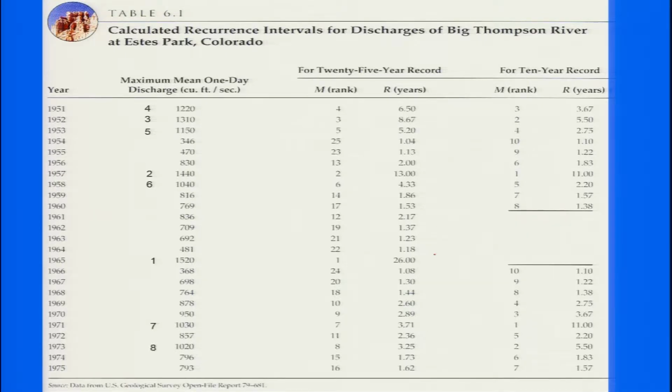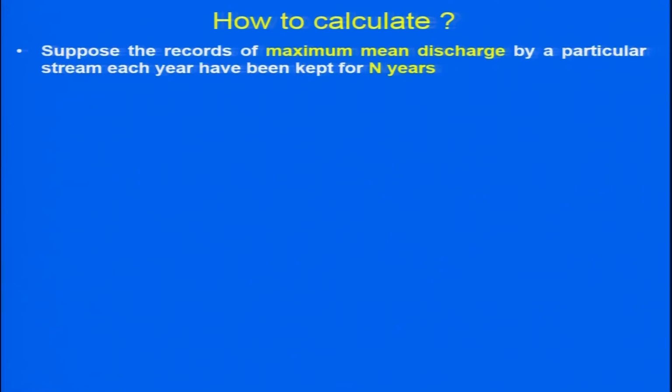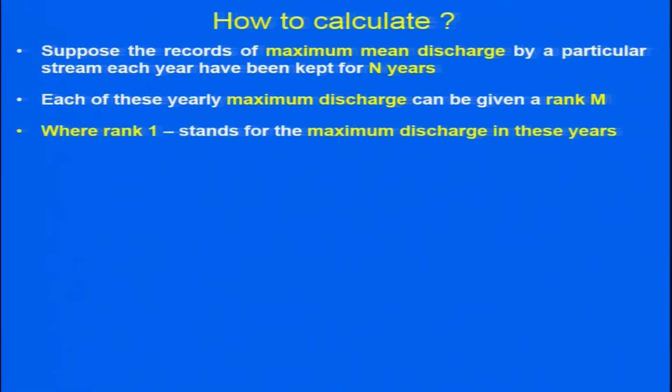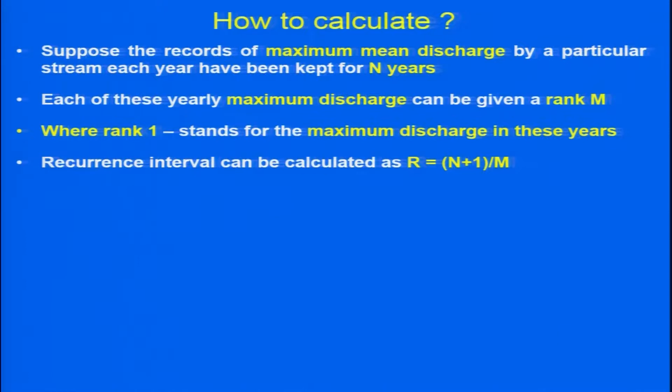How to calculate this recurrence, we will see in the next slide. For example, 10 such cases have been ranked from 1 to 10. Calculating it is not very difficult. Suppose the record of maximum mean discharge by a particular stream each year has been kept for n years. Each of these yearly maximum discharges can be given a rank, rank 1 standing for the maximum discharge, and the recurrence interval is r equal to n plus 1 by m.